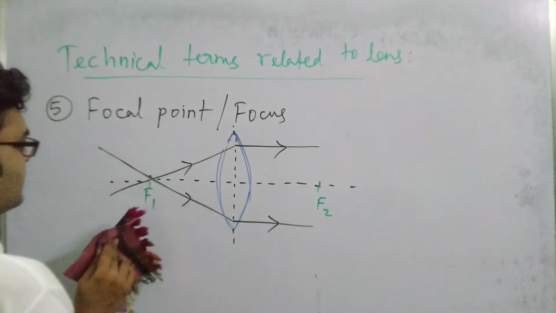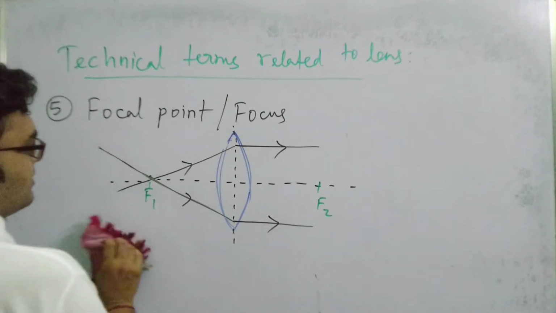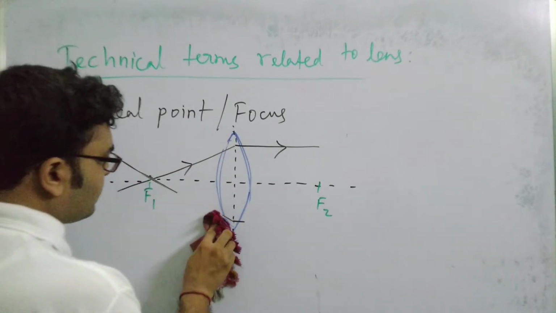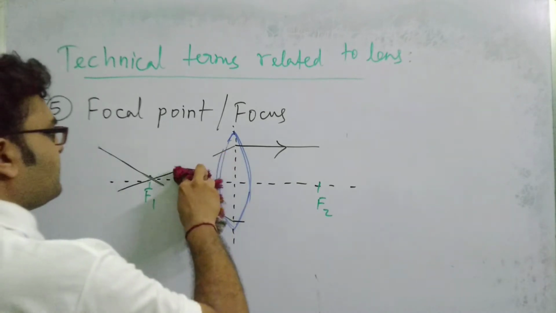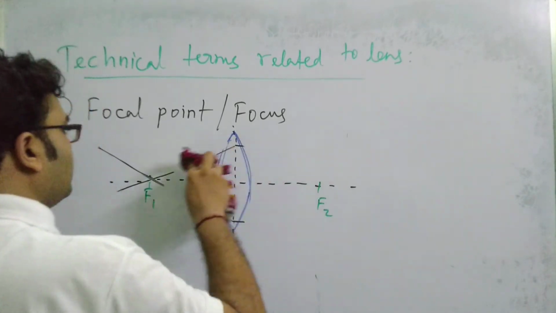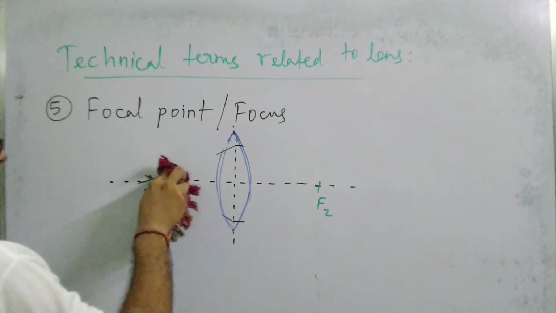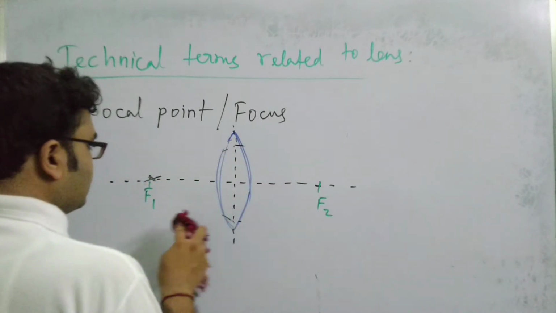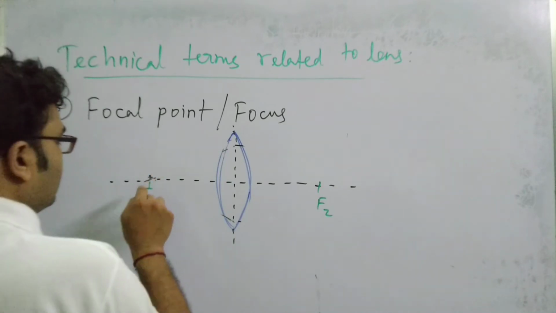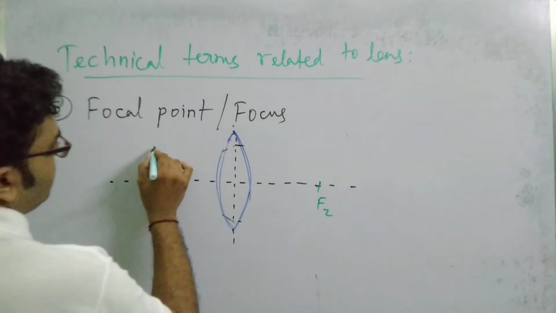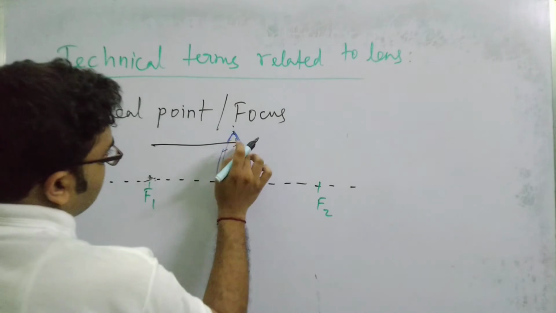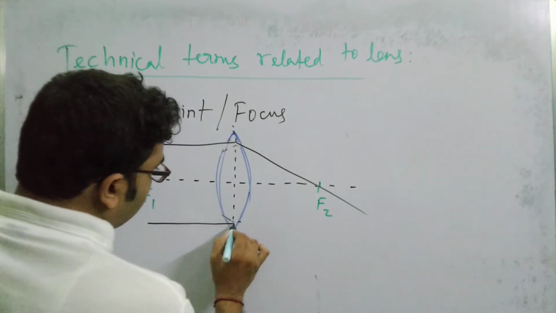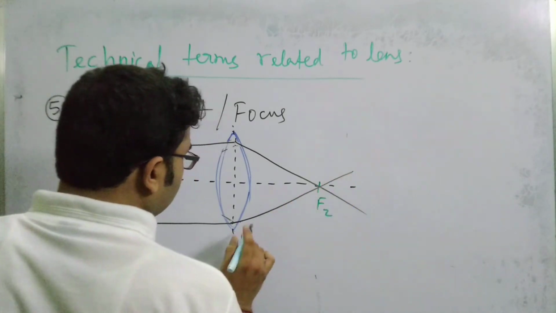What is the second focal point? If I consider the second focal point, it is denoted by the letter f2. So what is the speciality of this point? If two light rays are coming parallel to the principal axis, what happens? After refraction they will pass through the point marked as f2.